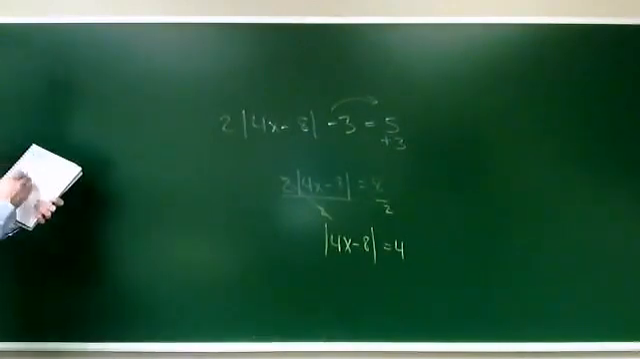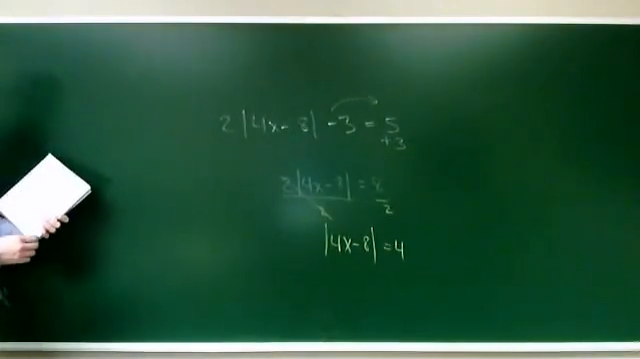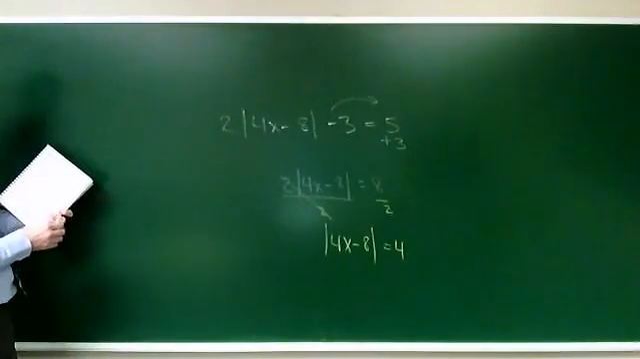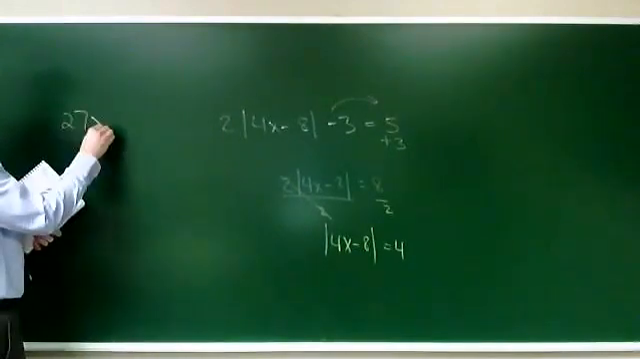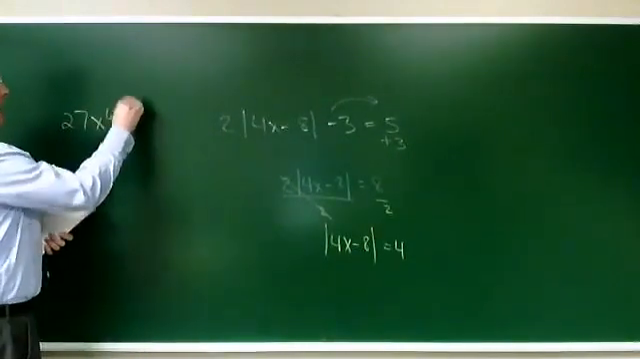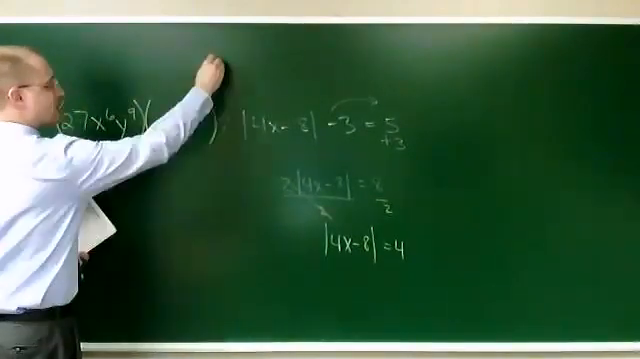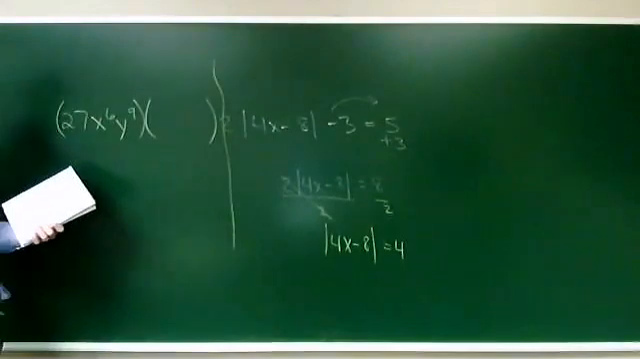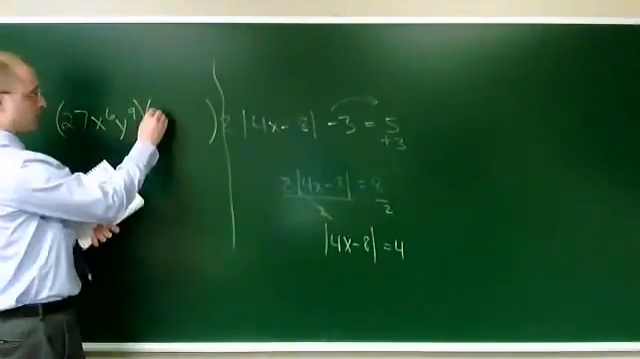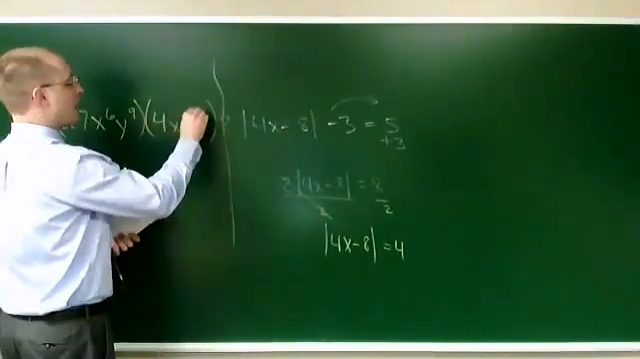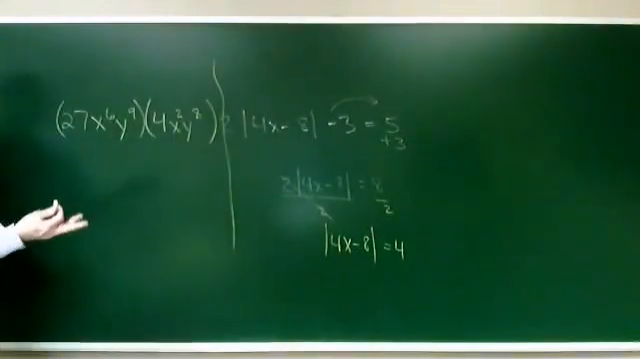Maddie, when you cube the first monomial, what do we get? 27x to the 6th, y to the 9th. Excellent. And then in addition to cubing that first one, we also have to square that second one. What do we get there? 4x squared, y to the 8th. Excellent. And now it's just a matter of multiplication.